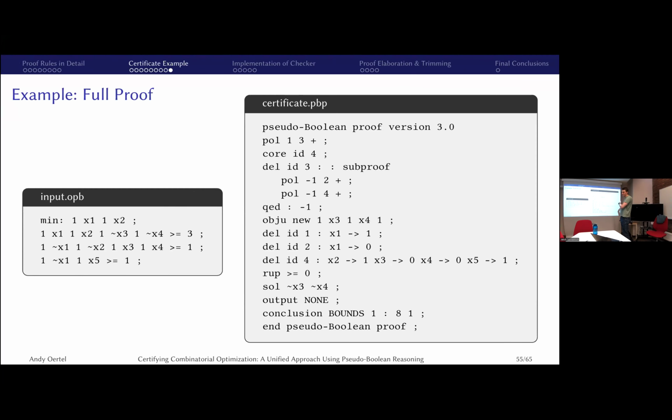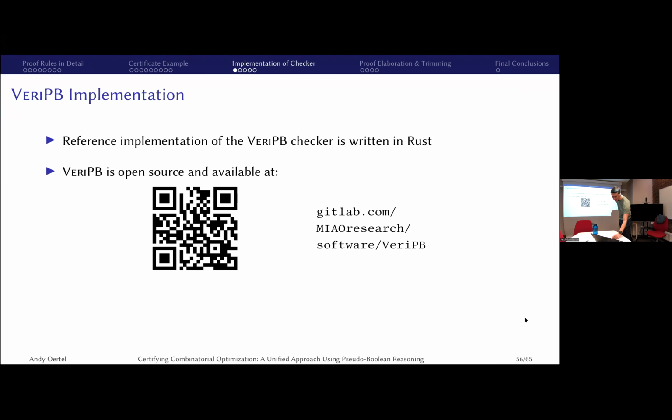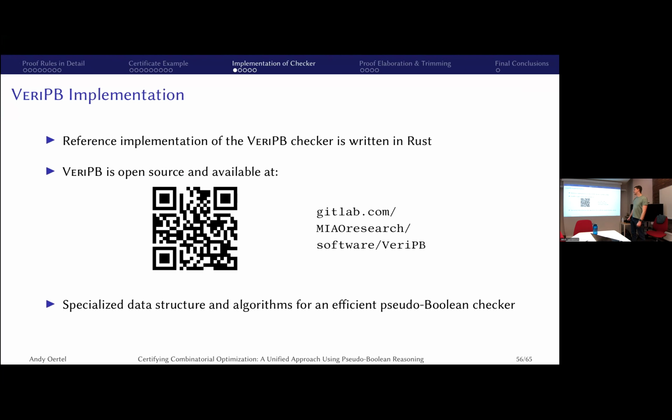And this gets us to the checker directly. So there's VeriPB, which is the reference implementation. It's written in Rust. It's available on GitLab, linked or following this QR code. And it's open source, and it is the reference implementation for our proof format. It has specialized data structures and algorithms for efficient checking.